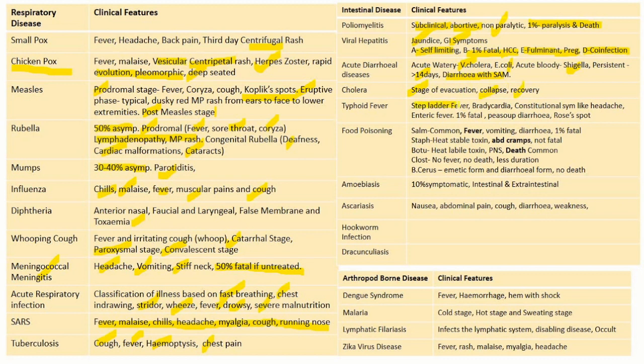Typhoid: stepladder fever is a characteristic pattern. Stepladder fever, bradycardia, and headache are the triad of typhoid fever. Enteric fever, when it is associated with Salmonella paratyphi, is 1% fatal. Pea soup diarrhea will be present. Rose spot is pathognomonic of typhoid fever.